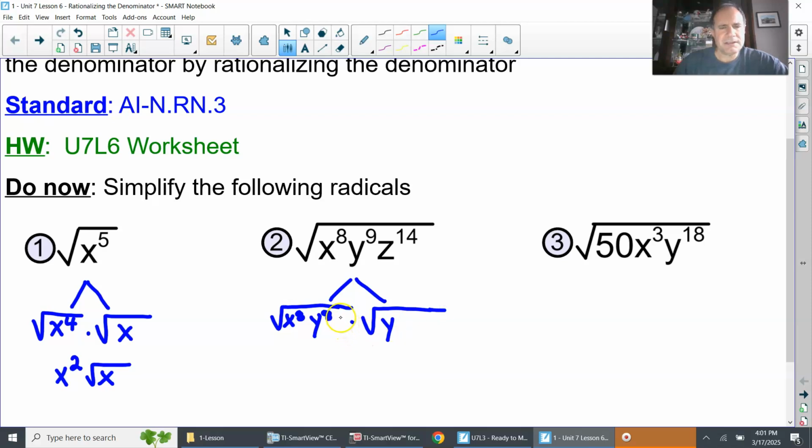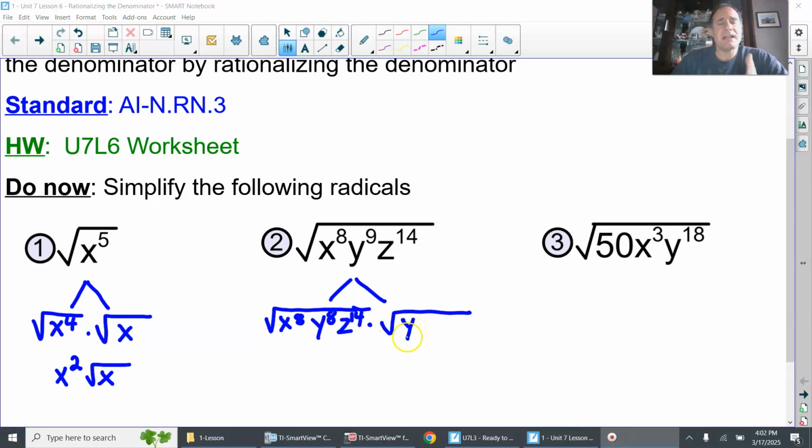And then z to the 14th power is a perfect square, so I'm going to put that into the perfect square radical. So the only thing I have in that non-perfect square radical is just y. So the square root of x to the 8th is x to the 4th. The square root of y to the 8th is y to the 4th. And the square root of z to the 14th is z to the 7th. And then the square root of y comes down next to it because it's a non-perfect square.